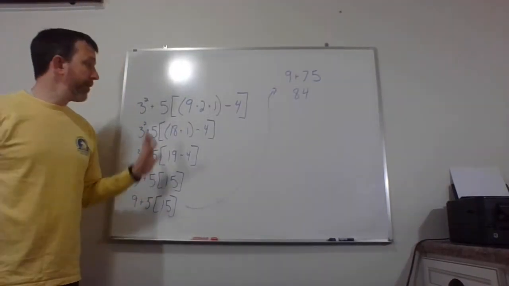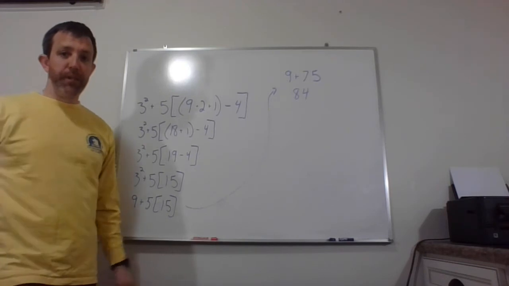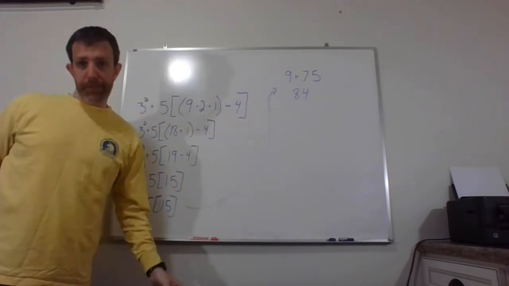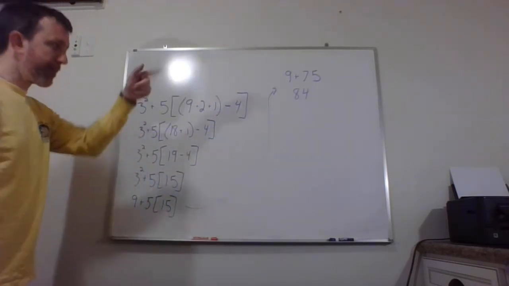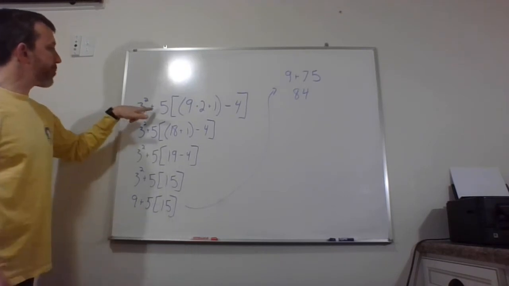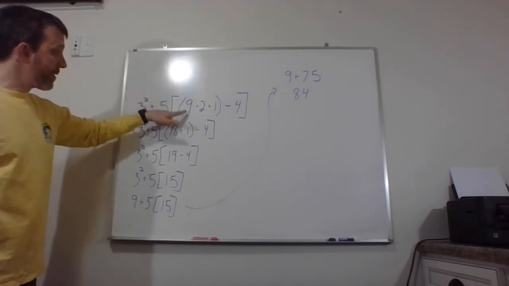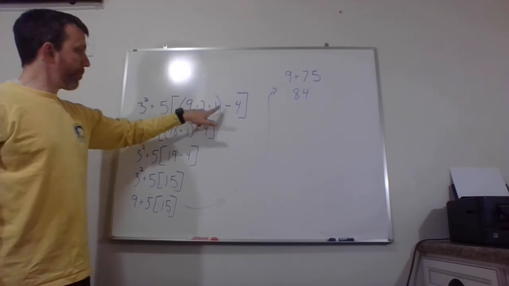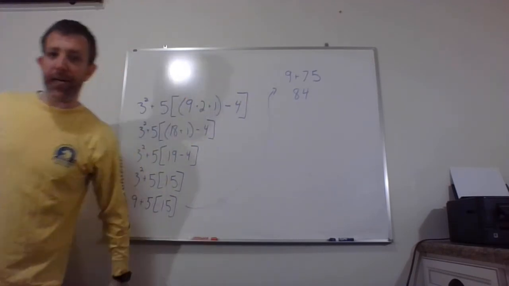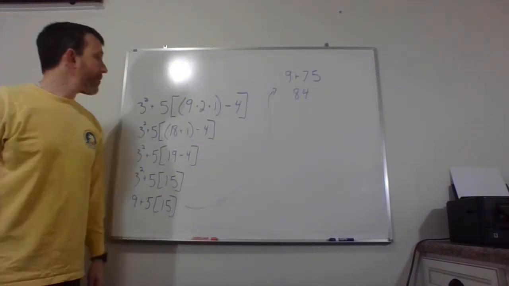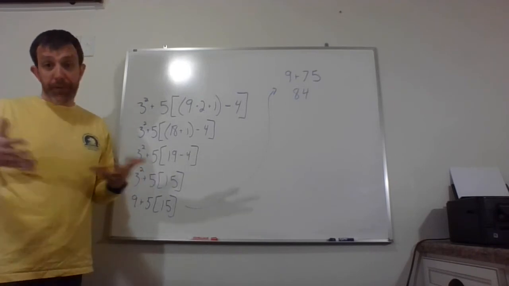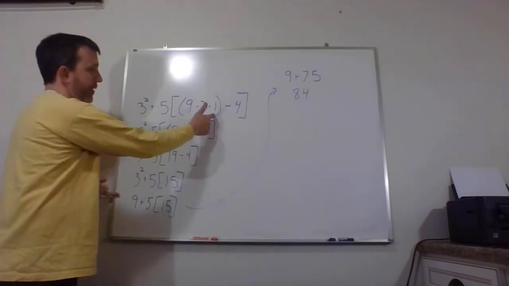All right, so here you'll notice I have one very large example, including an arrow that takes us up to continue the problem up on the other side of the board. All right, here's what we have. 3 squared plus 5 times brackets, parentheses, 9 times 2 plus 1, minus 4, end of brackets. It's a big mess. So where do we start? PEMDAS says parentheses first. So you go, okay, I'll do the parentheses.